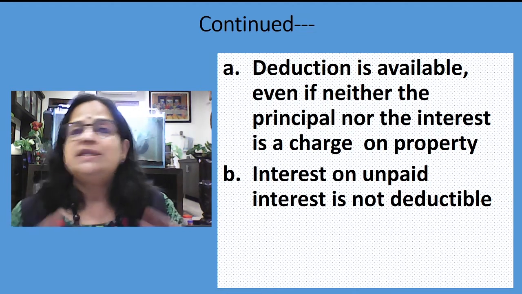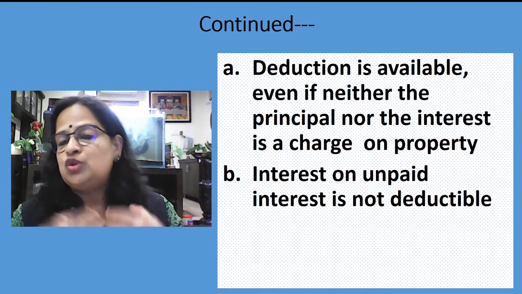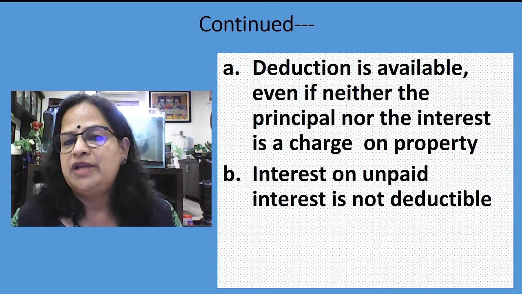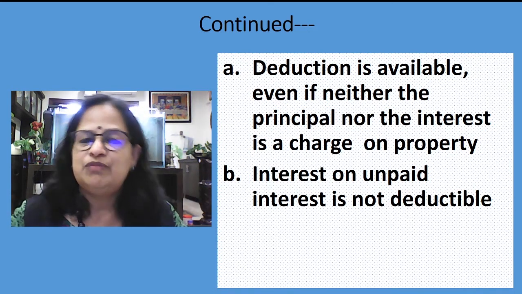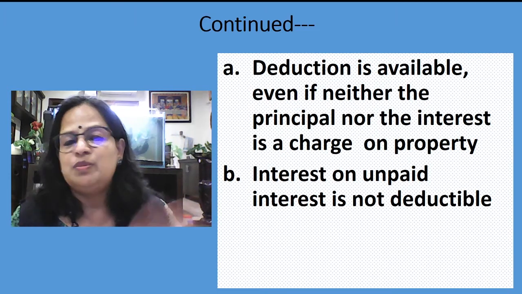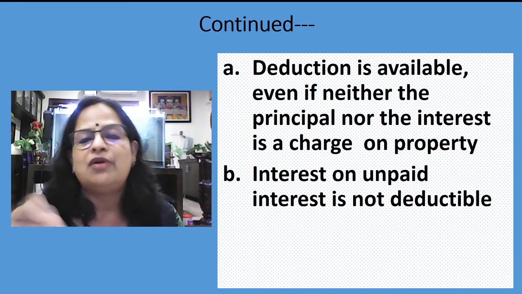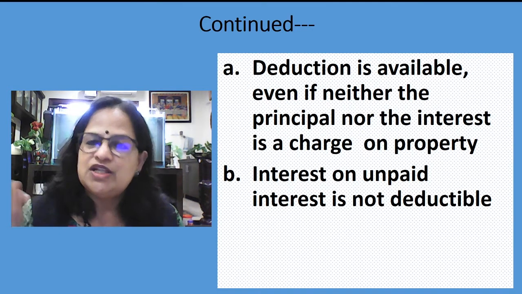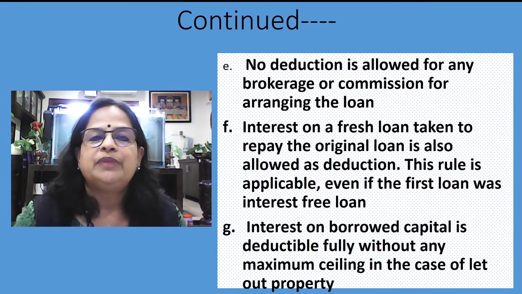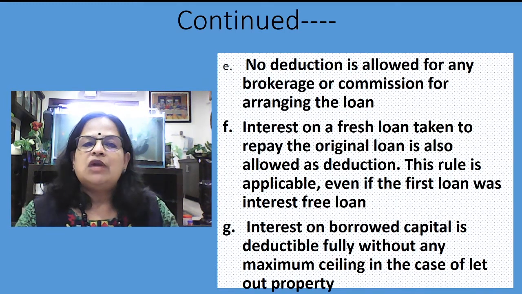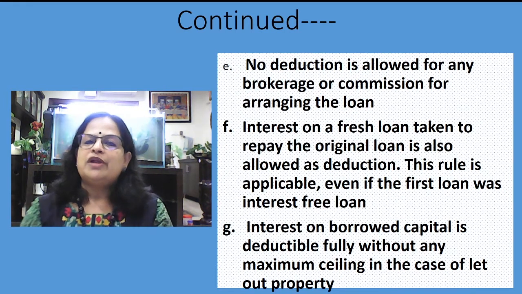So see, I told you, in my case, if I take 2 months and I'm not paying the loan interest, then when I pay a few months later, they will charge penal interest. So that amount I cannot claim here. Whatever I'm supposed to pay, I can claim, but not the penal interest. Next is, no deduction is allowed for any brokerage or commission for arranging the loan.